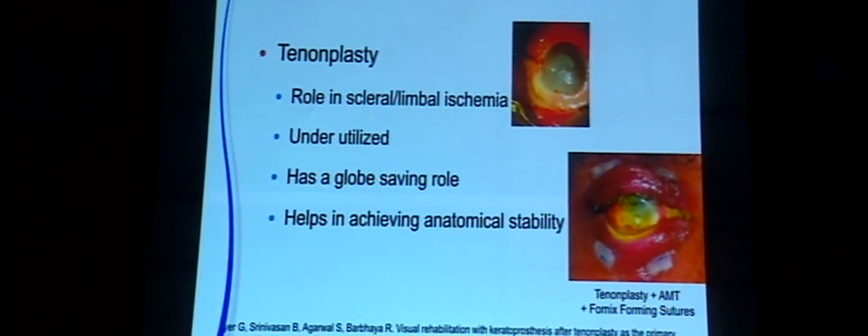What I generally do is I don't do tenonplasty on the first sitting. At the first sitting, if it is required, you do an amniotic membrane, do a thorough debridement, and see how the eye heals. In about 5 to 10 days, there will be revascularization and the exact area of dense ischemia is clearly delineated. That is the time when we really go in and do the tenonplasty.